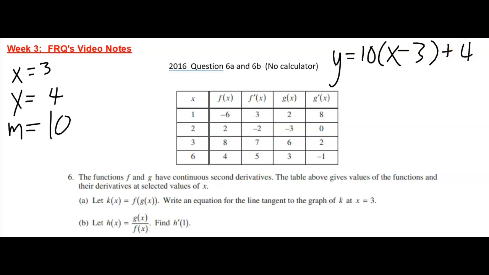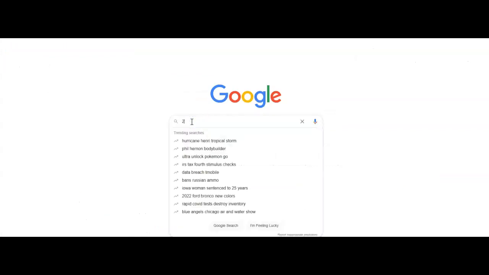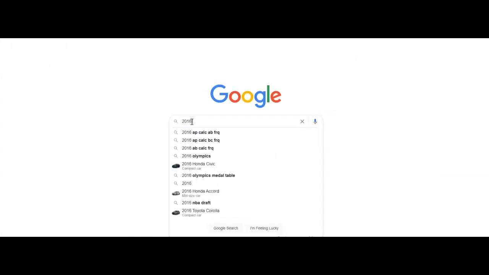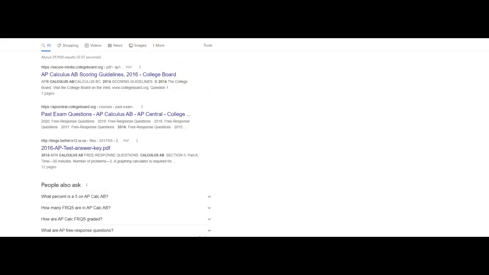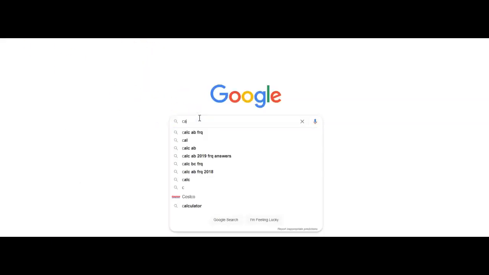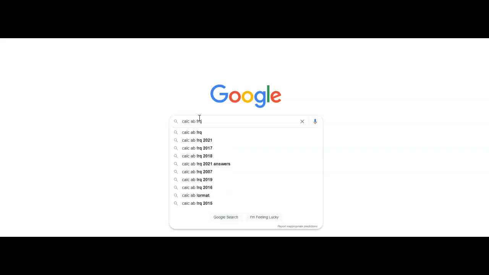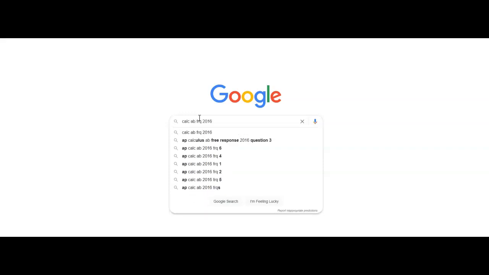So how would they grade you on this? I think it's very likely this question could be worth quite a few points. So instead of me guessing, I want to show you guys, you can always look up how these things are graded. Let me show you that. If you ever want to just look it up, you just put 2016 Calculus AB FRQ. Matter of fact, I should have put something else. Let me go back. Calculus AB FRQ 2016.